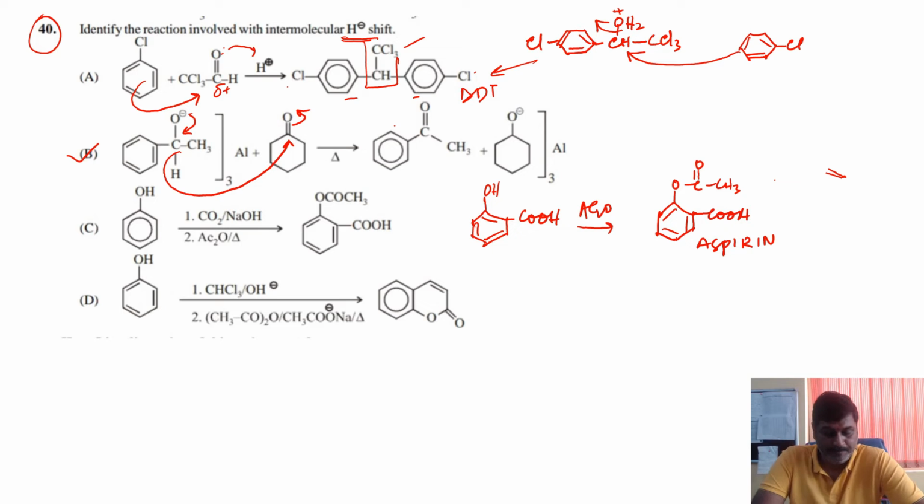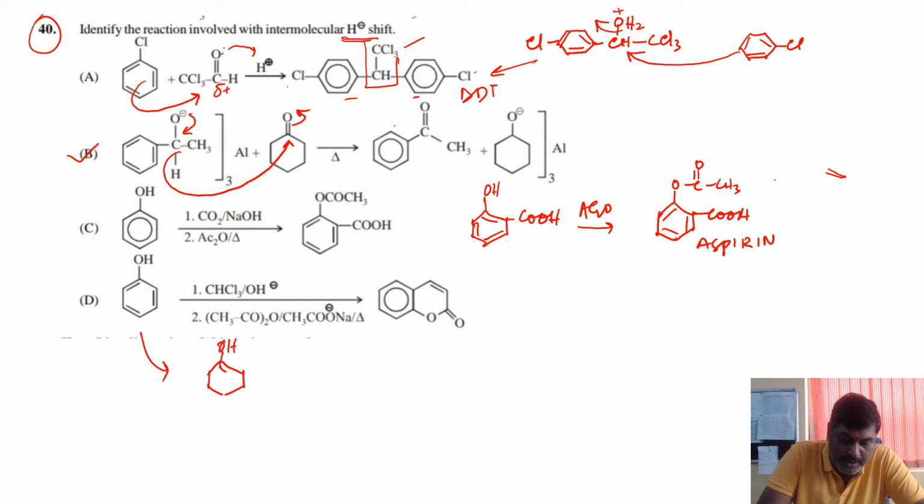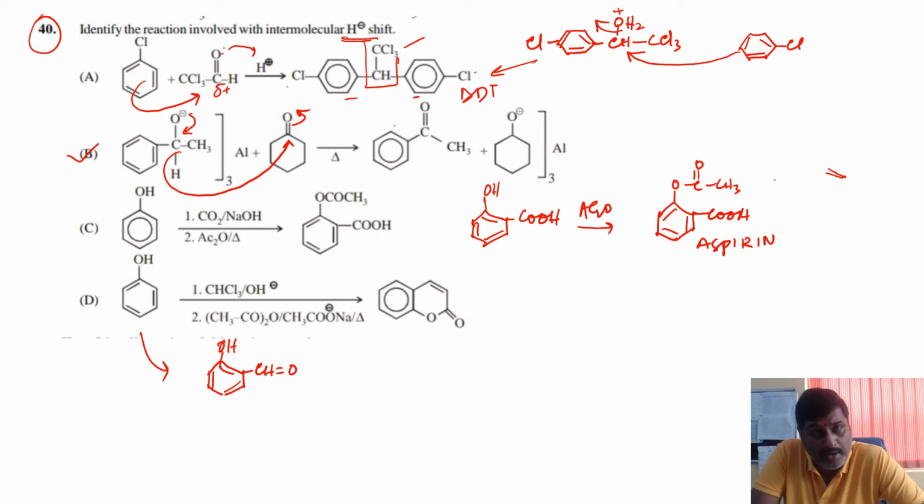Okay, fine. See this question number there, option D. Option D, CHCl3, HO minus. So this one is the Reimer-Tiemann reaction, and initially there you will find that this OH group is converted to this phenol, which will now have the CHO on this ortho place. This is the aromatic aldehyde, and then the acetic anhydride in the presence of CH3COO minus.